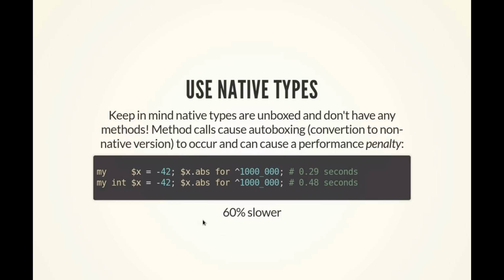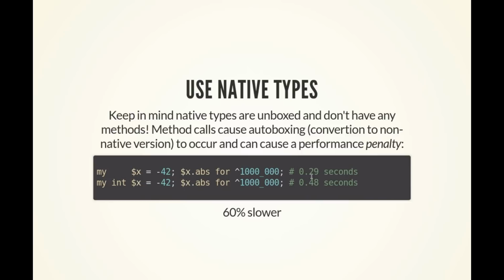And here we have this user who gave us a solid F grade. So they realized that there are ways to write Perl 6 in a performant way. When you use native types, keep in mind that they don't have any methods. If you try calling a method, they will get boxed, which means basically they will get converted to the non-native version, and this can cause a performance penalty. For example, in this code we call the abs method. The original runs in 0.29 seconds, then we switch to native types, and we lost 60% of performance because it has to do all the boxing to get the object that has a method in it.